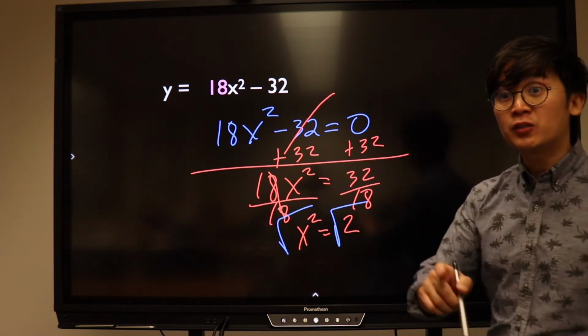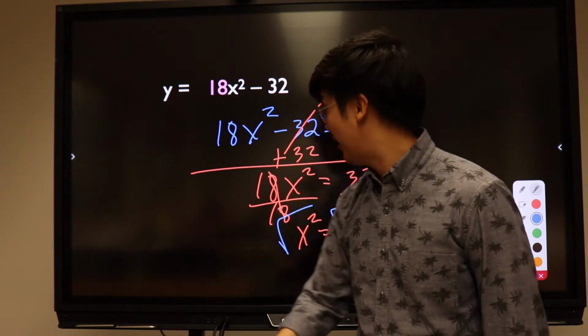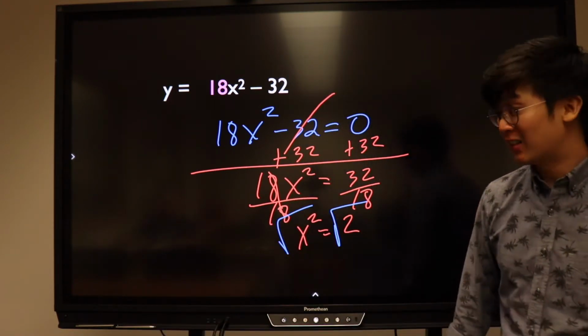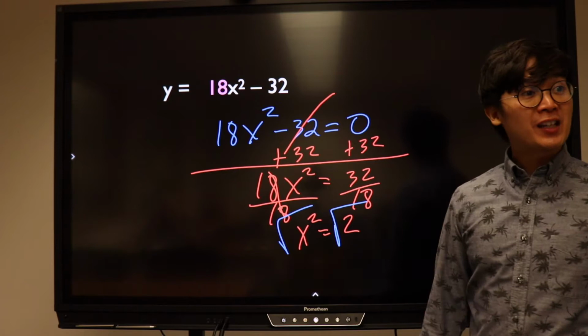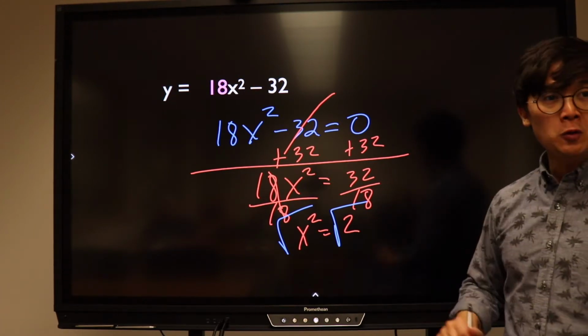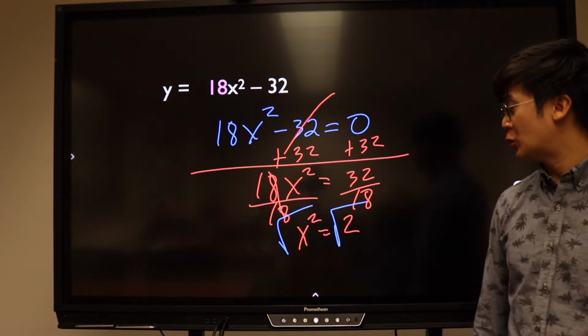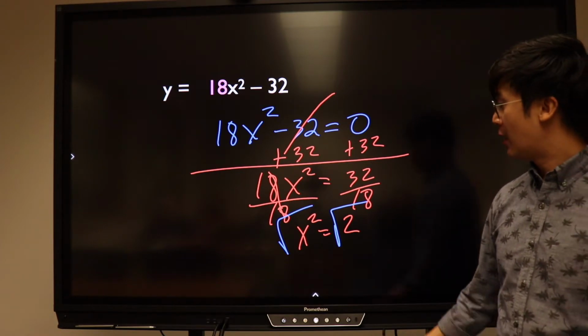Square root both sides. We're not doing square root of 18, we're doing 32 divided by 18. Oh. So we have x squared equal to square root of 2. Am I missing any symbols that I need to include in my answer? Plus or minus.